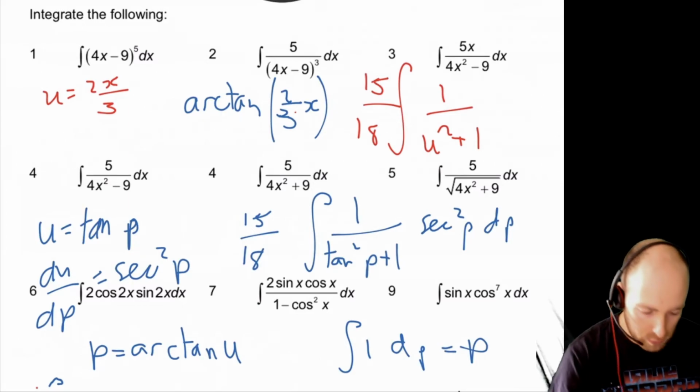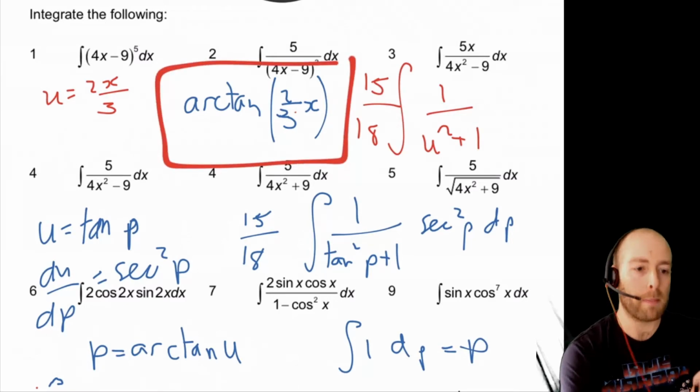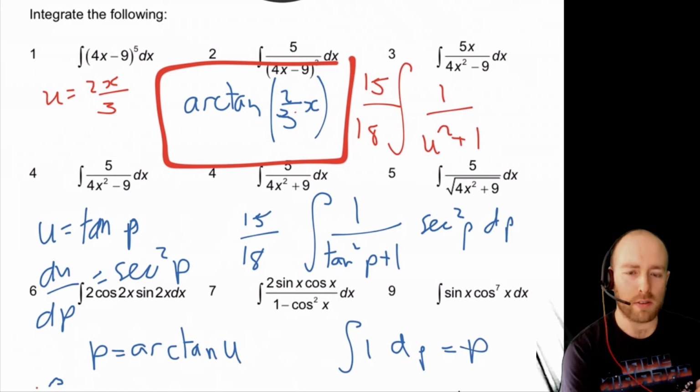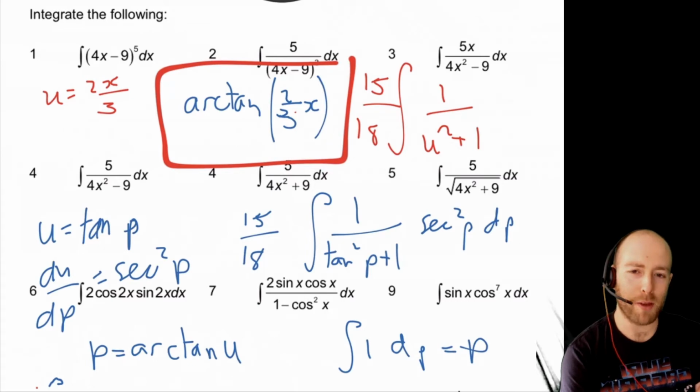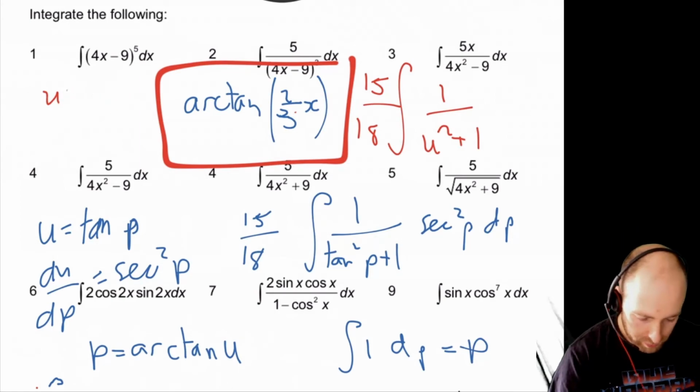Yes, arctan 2/3 of x is our answer. There. That was hard. That might be the worst integral I've ever had to do. Ever. No, that's a lie. The worst integral I've had to do in A level. Oh, that's horrible though. Anyway, cool.